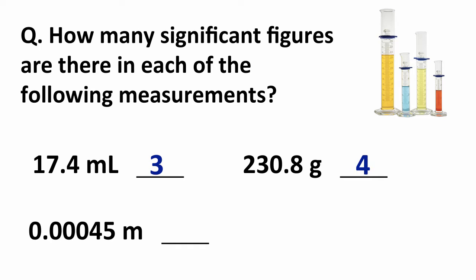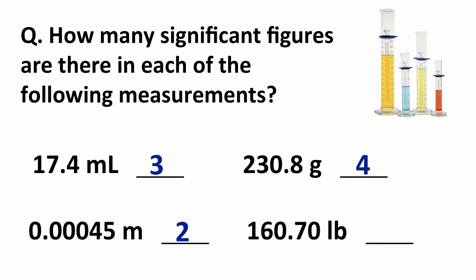Alrighty, 0.00045 has how many sig figs? And if you said 2, you are right. These leading zeros, all of these are just placeholders. We don't have an actual measured value till we hit the 4. So the 4 and the 5 are sig figs, 2 significant figures. And one way to think about this is if we wrote this in scientific notation, this would be 4.5 times 10 to the minus 4th, and then all of those leading zeros would essentially disappear because they're just placeholders. They're not actual results of measurements.